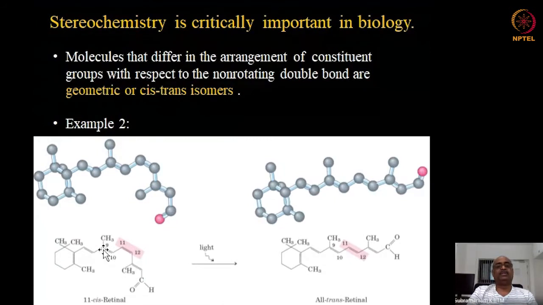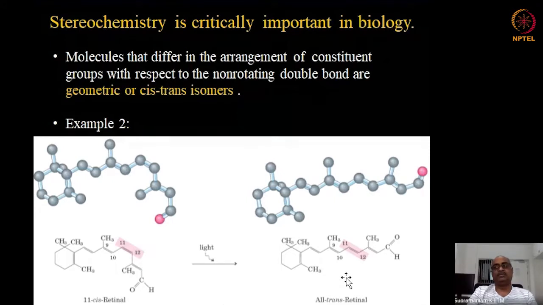Okay, 11-cis retinal. Here you see this double bond between the 11th and the 12th carbon in this large molecule. When the groups bonded to this carbon and this carbon are on the same side, you call it cis, and when they are on the other side, you call it trans. Okay, all-trans retinal and 11-cis retinal. Conversion between the two is how we sense light in our eyes.